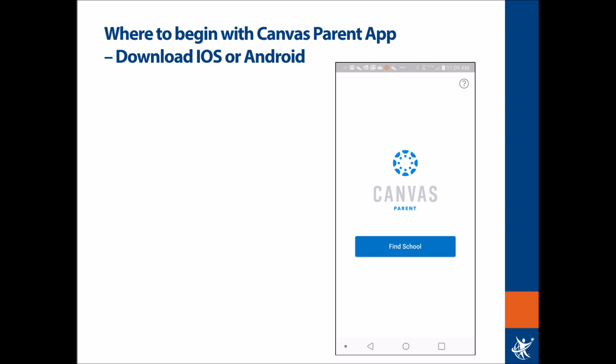Directions for your specific phone can be found linked to our parent university. You either download the iOS or the Android app, which can be found in the accompanying stores. Once you download the app, you will come across the Canvas Parent Find School option. Simply select the Find School button.